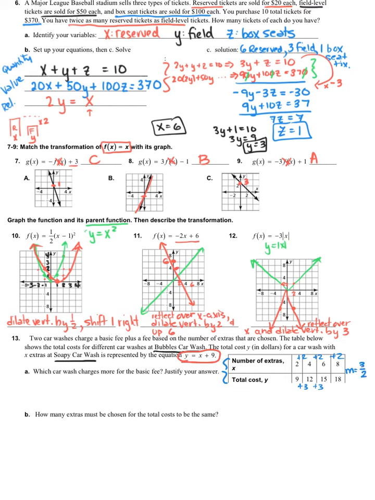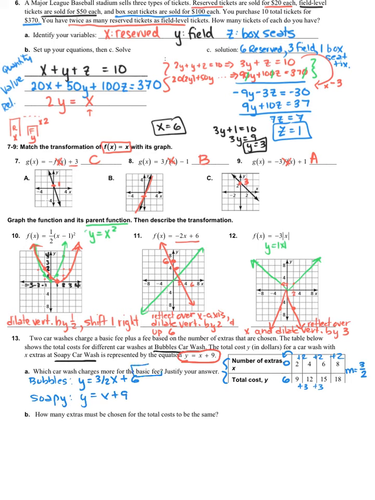So let's find Bubbles' equation. I'm going to just subtract 2 to get back to my intercept. So subtract 3 would give me this. So Bubbles has the equation y equals 3/2 x plus 6. And Soapy has the given equation y equals x plus 9.